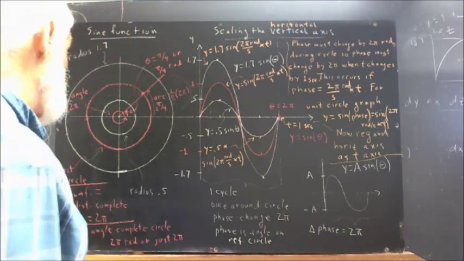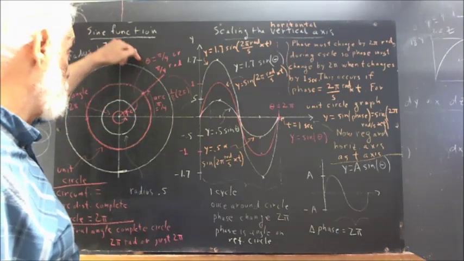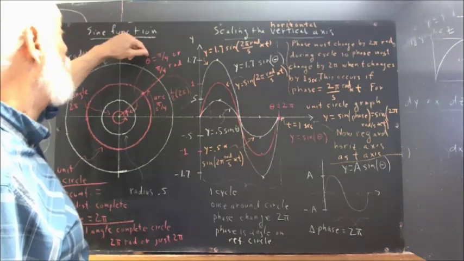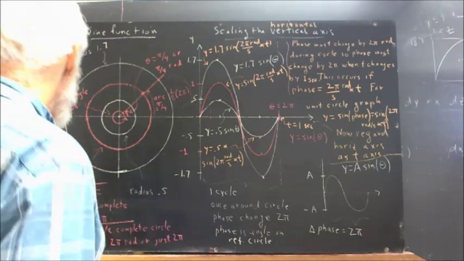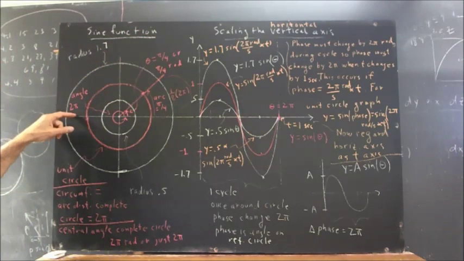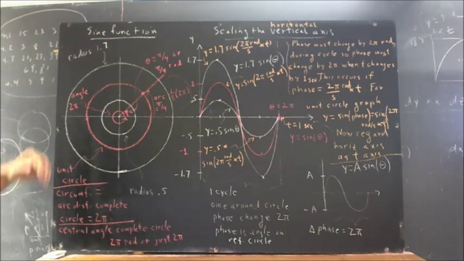Radians being the default unit of angle, we don't have to write the units. Theta equals pi over 4 means pi over 4 radians. Theta equals 2 pi means 2 pi radians.